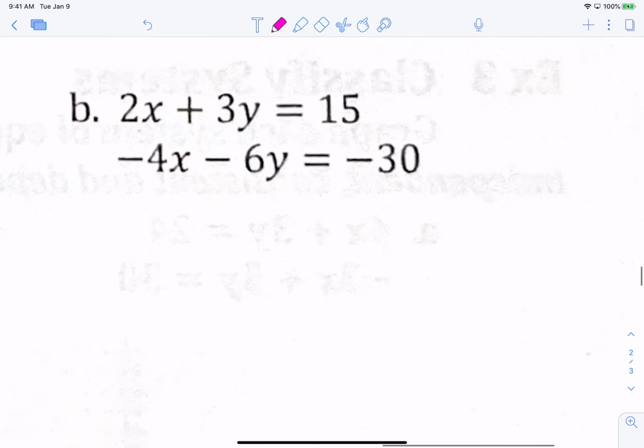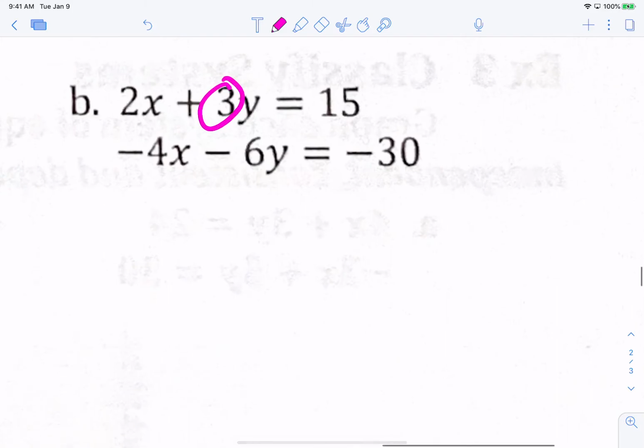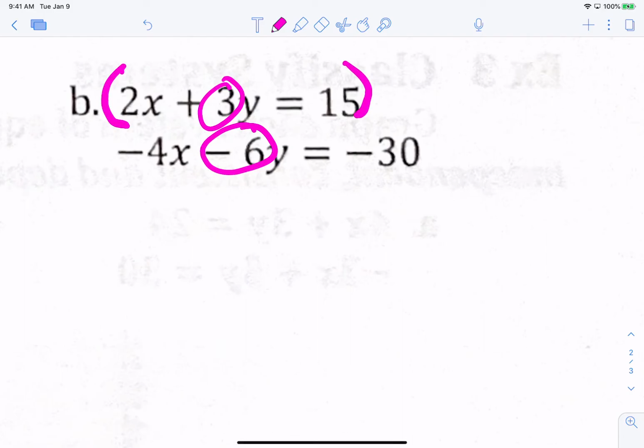We'll compromise. All right, now we want to eliminate. Which variable would you like to eliminate, the x or the y? Y. Okay, so this one is 3 and this one is negative 6. I want these to be the same number, but one of them negative and one positive. If I take the top one by negative 2, they'll both be negative 6s.